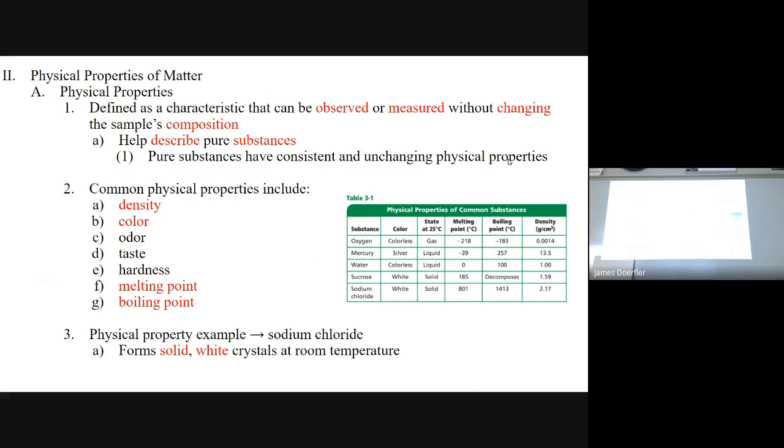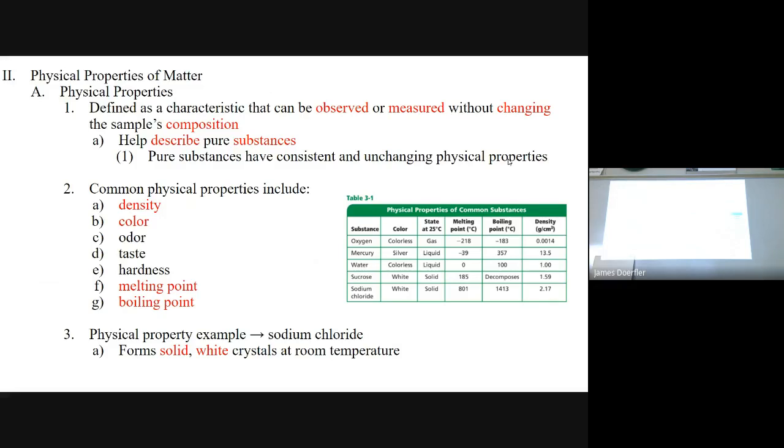So we have properties of matter. We've got physical properties of matter. We've got chemical properties of matter. Okay. Told you we're going to talk about different types of properties today. Now, physical properties are characteristics that can be observed or measured without changing the composition of a substance. And a lot of times these physical properties are going to help describe pure substances. Again, because we don't want to change their composition.